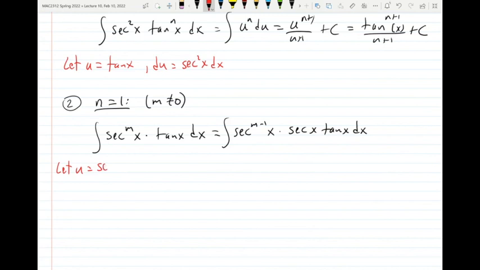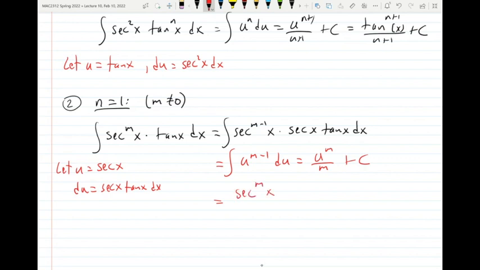We're going to let u equal secant, then the derivative of secant is secant tangent. So this becomes the integral of u to the m minus 1 du. So that's just u to the m over m. So we get secant to the m over m. Do you understand these two cases? All right, good. So those are the easy ones.